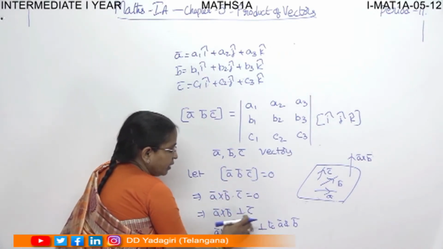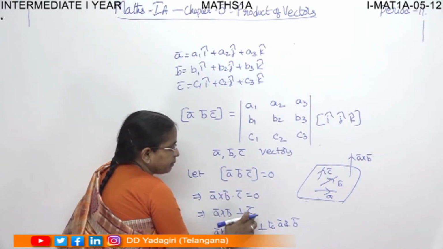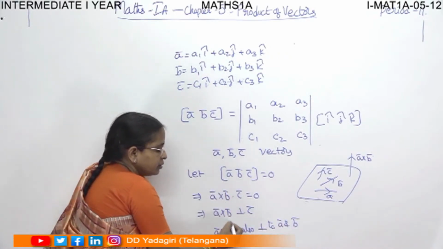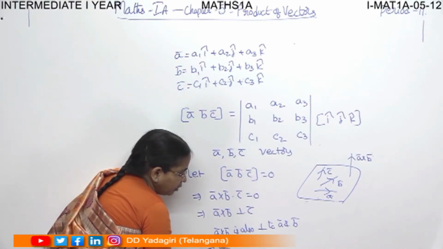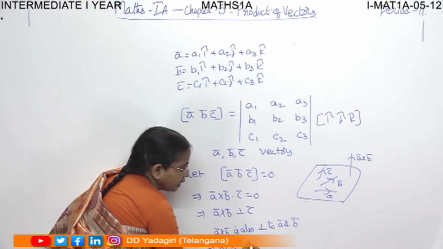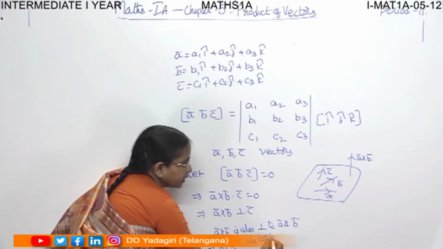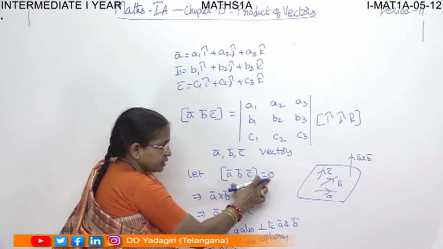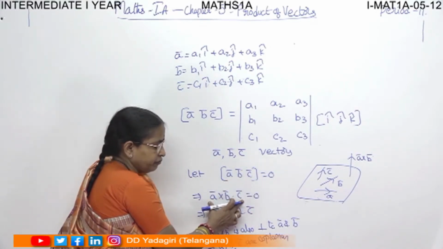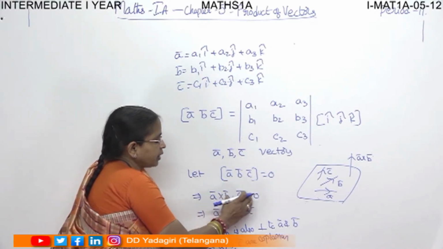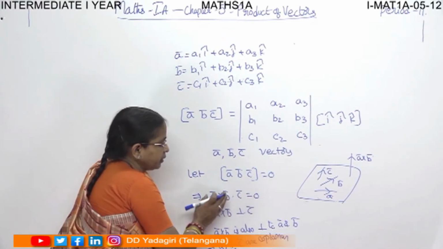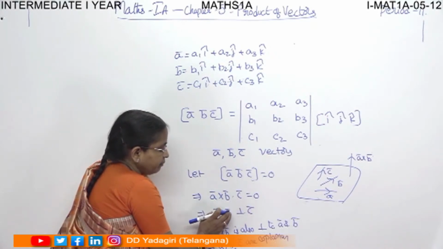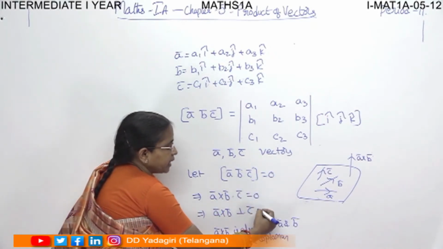That means A cross B is perpendicular to all of A, B and C. So A, B, C are coplanar. They lie in the same plane. So we assumed that box ABC is 0. So we have written the full form like this. The dot product A cross B dot C is 0, which means A cross B is perpendicular to C. So this equation implies this.